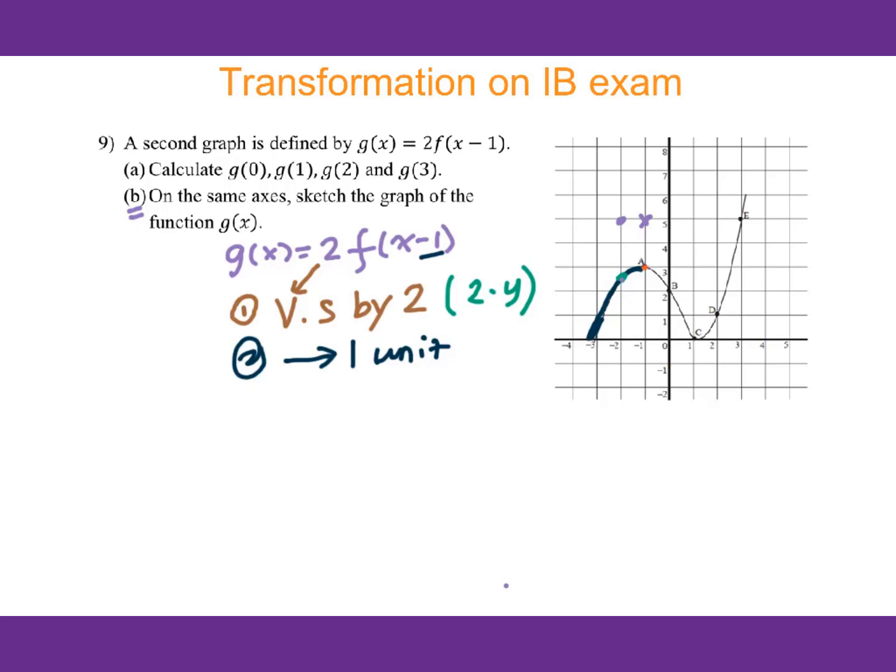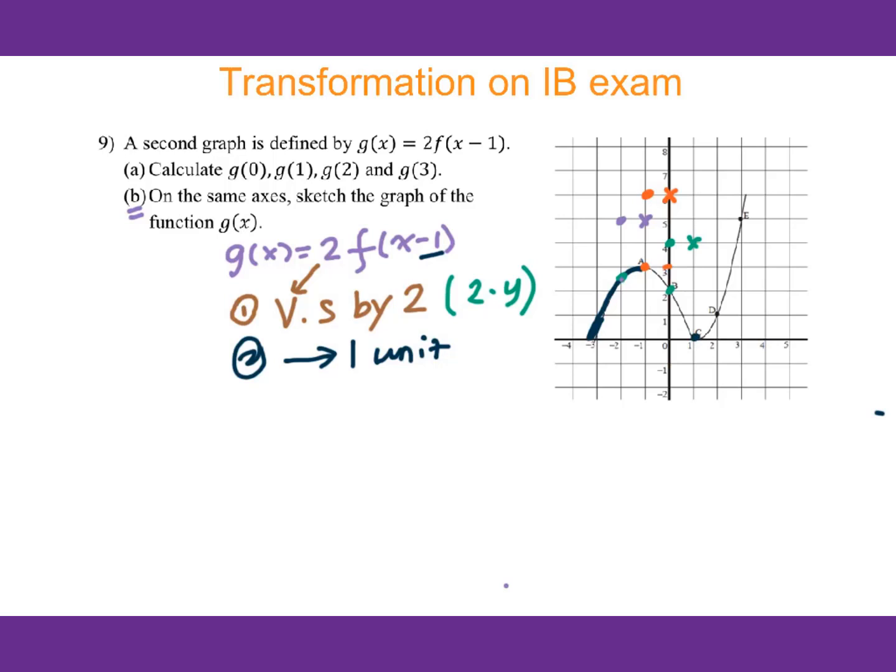Then check this point A. Point A, vertically stretched by a factor of 2, that means your y coordinate 3 multiplied by 2 will go here. Then move to the right 1 unit, that's here. Now let's go to point B. Vertically stretched by a factor of 2, y coordinate 2 multiplied by 2, I go to this one. Then move to the right 1, go here.